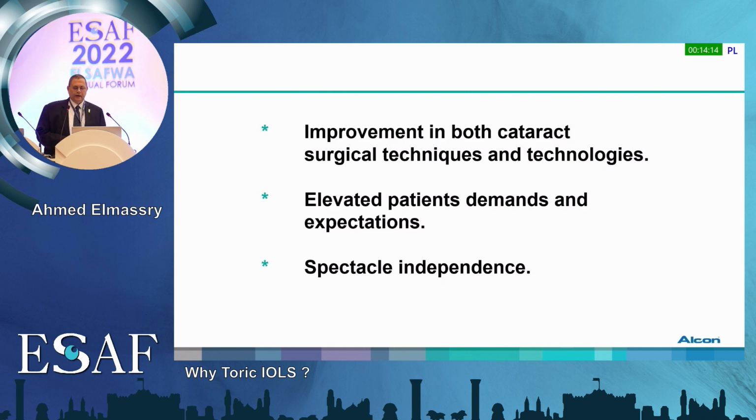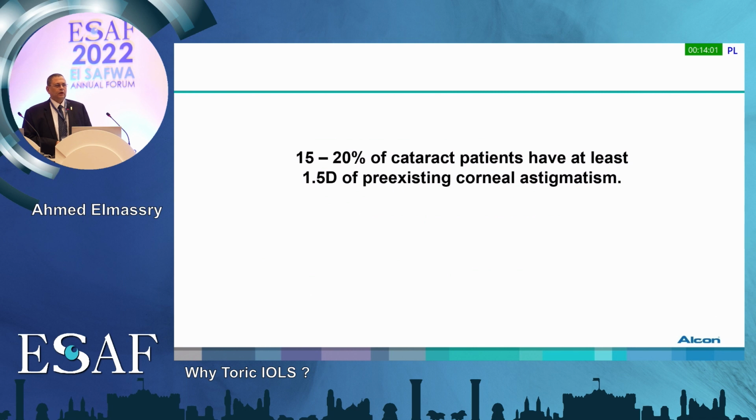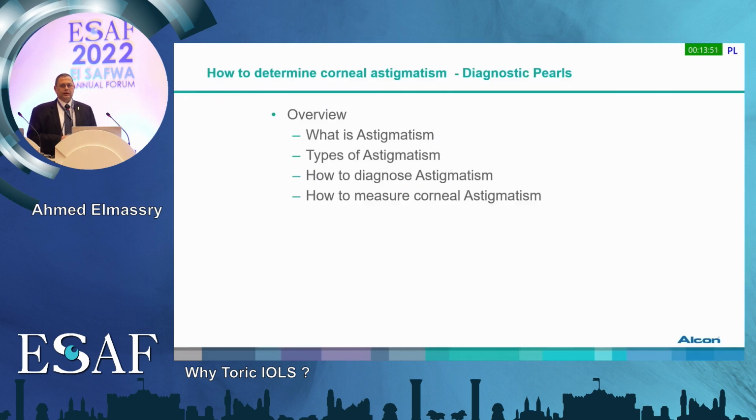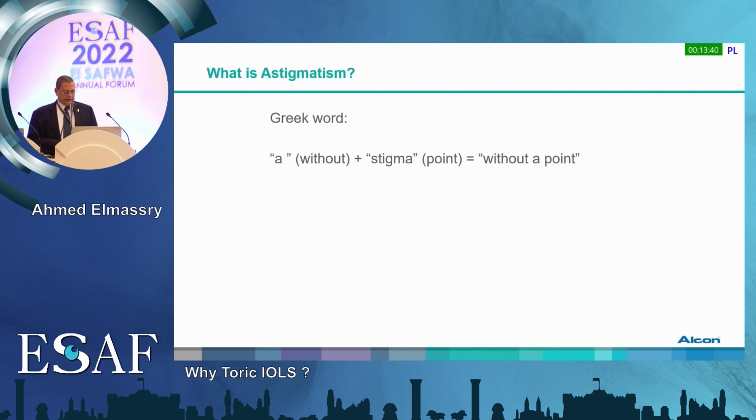Astigmatism. And definitely the astigmatism has a role in improvement of both the cataract surgical techniques and technologies, because the patient's demands are now very high and they need their spectacle independence. All of us know that astigmatism constitutes about 15 to 20% of our population, which is more than 1.5 diopter of astigmatism. So this presentation will cover an overview about the astigmatism and its types, and how to diagnose and how to measure corneal astigmatism, and then how to treat the astigmatism with its history and the recent advances.